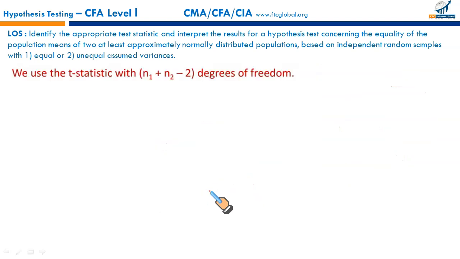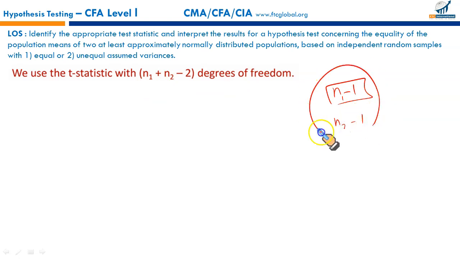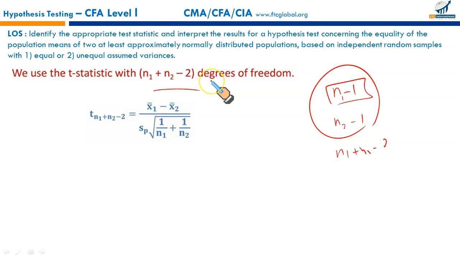Now in this case, we use the t statistic with n1 plus n2 minus 2 degrees of freedom. Since there are two populations, remember from the previous learning outcome statements, n minus 1 is normally the degrees of freedom. So n1 minus 1 and n2 minus 1, when combined, give you n1 plus n2 minus 2. So this is the t statistic with n1 plus n2 minus 2 degrees of freedom, and this is how we will calculate the t statistic.